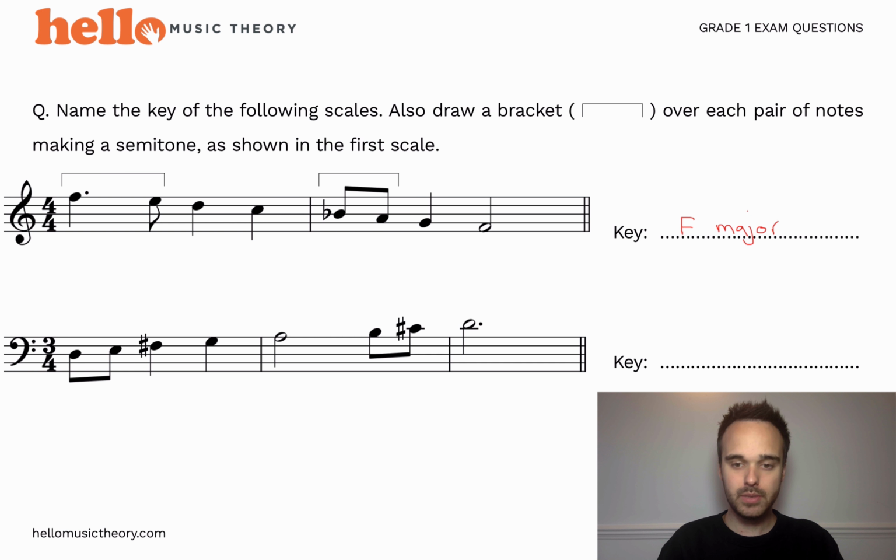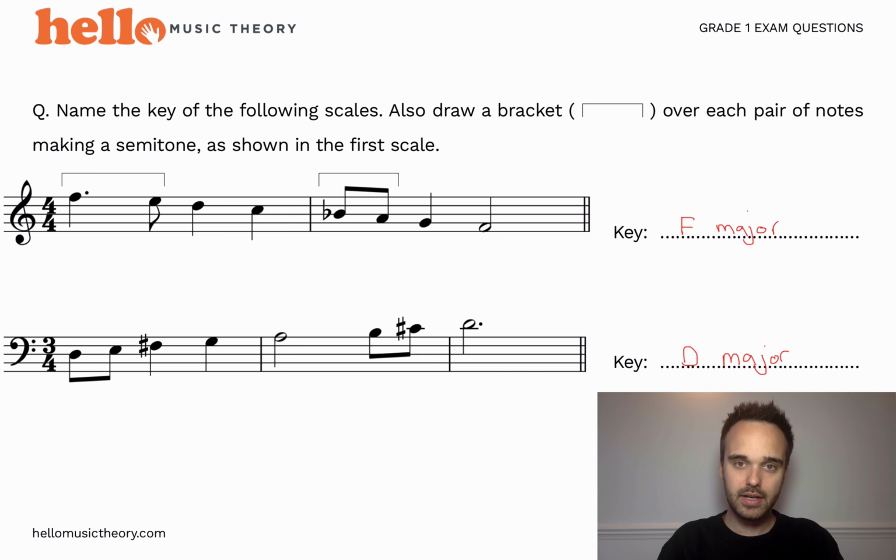First of all, we're going to work out what key it's in. So what note does it start on? This one starts on a D, finishes on a D, and it has an F sharp and a C sharp. So we can safely say that this one is in D major ascending scale. D major. And now we need to add in brackets over any notes that are a semitone apart.